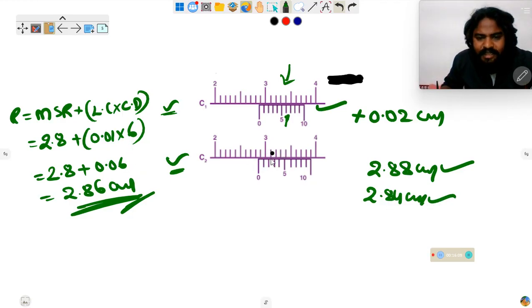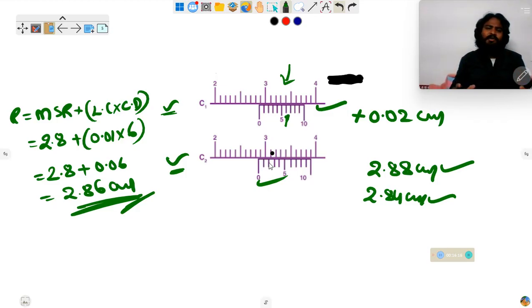Next, let us see the second one. This is also the same diagram, they have kept it two times. Hope you understand very well about vernier calipers.